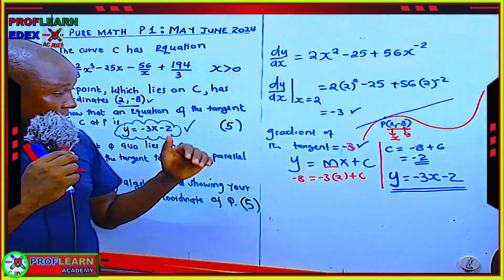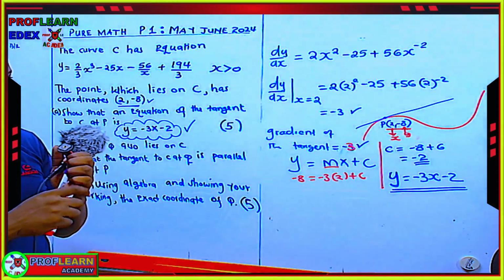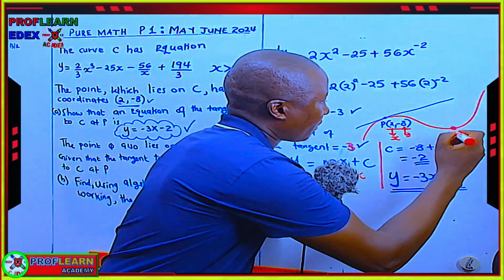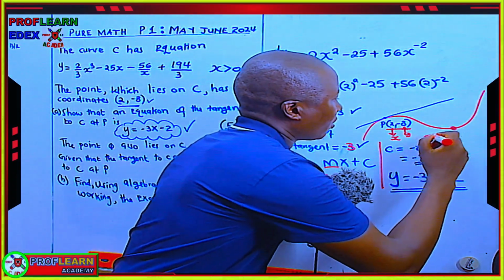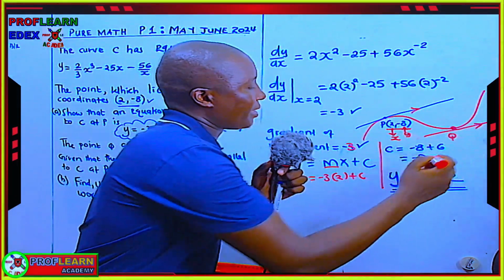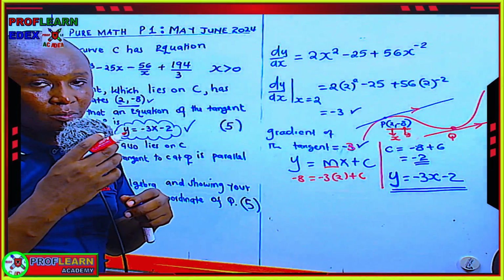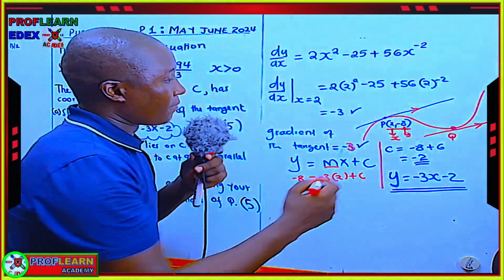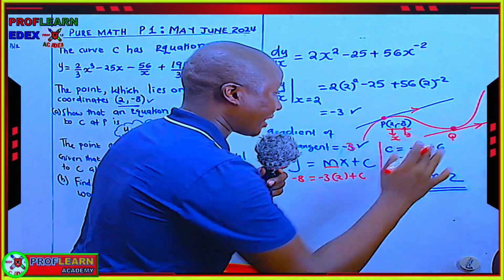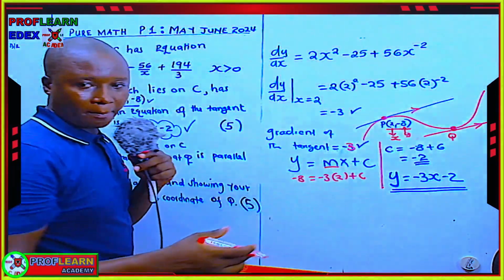gradient of the tangent at this point is -3, then we can identify another point Q, which means that it will have a tangent which is parallel to this one. So the gradient of the curve at this point and the gradient of this curve at this point are the same. That's why these two lines are going to be parallel.